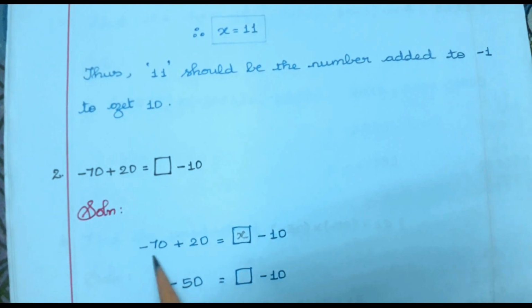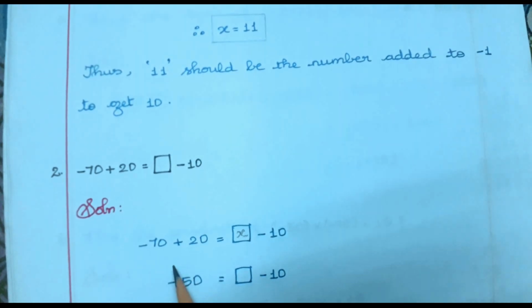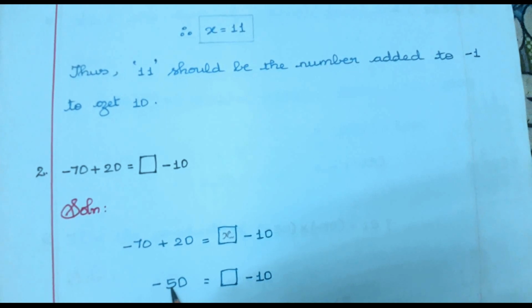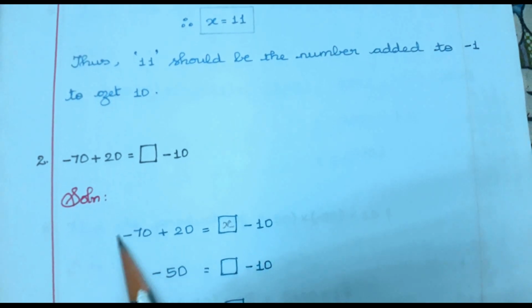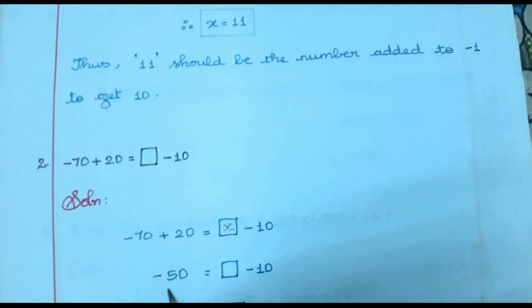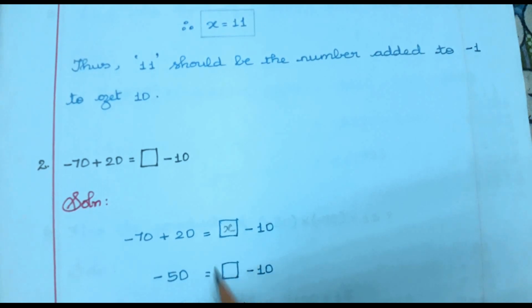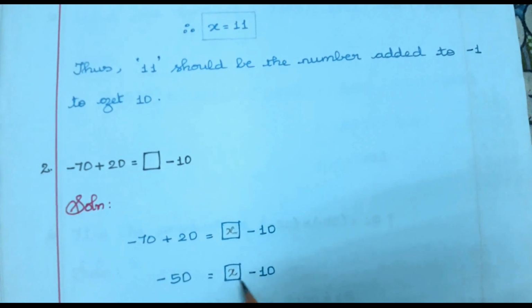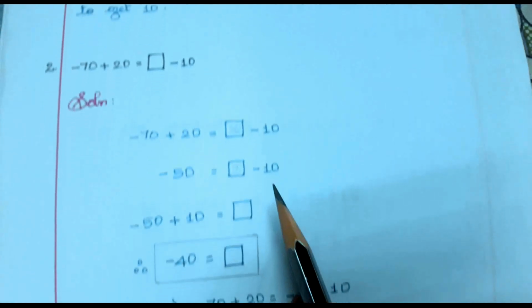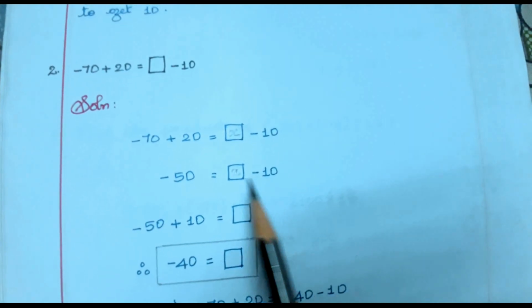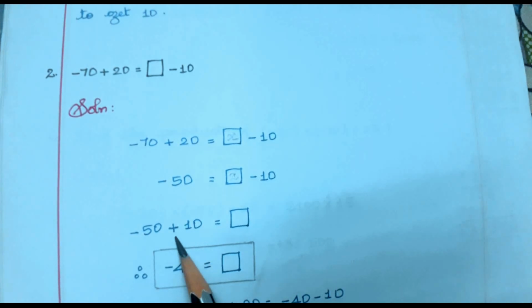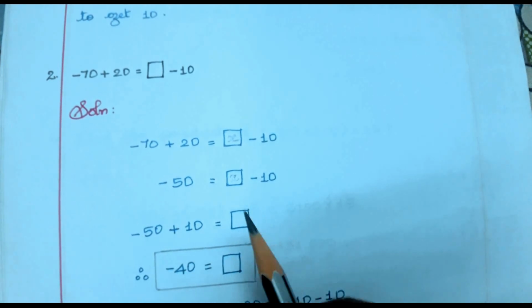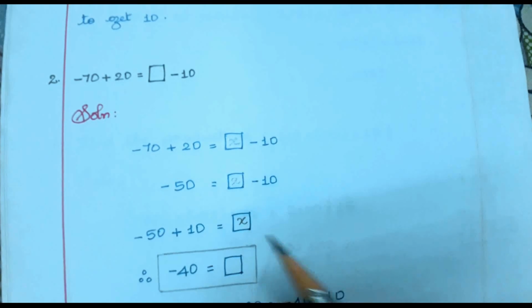So both the signs are different, so we have to subtract. 70 minus 20 is 50 and the biggest number's sign is minus. So minus 50 is equal to x minus 10. Now take this minus 10 to the other side. When you take minus 10 to the other side, it becomes plus 10. So minus 50 plus 10 is equal to the unknown which we have to find.